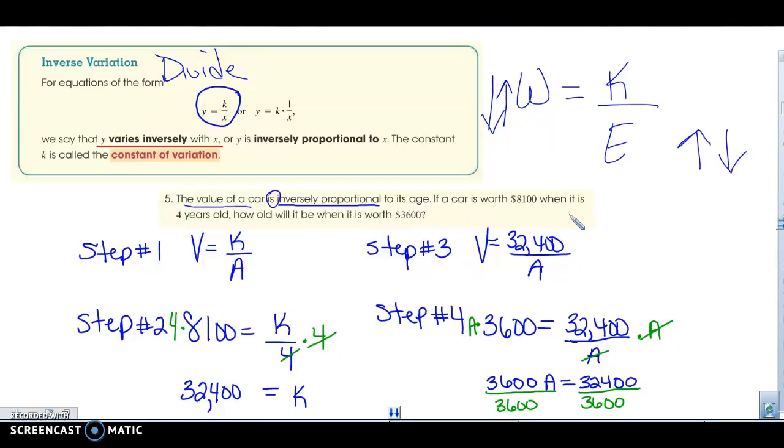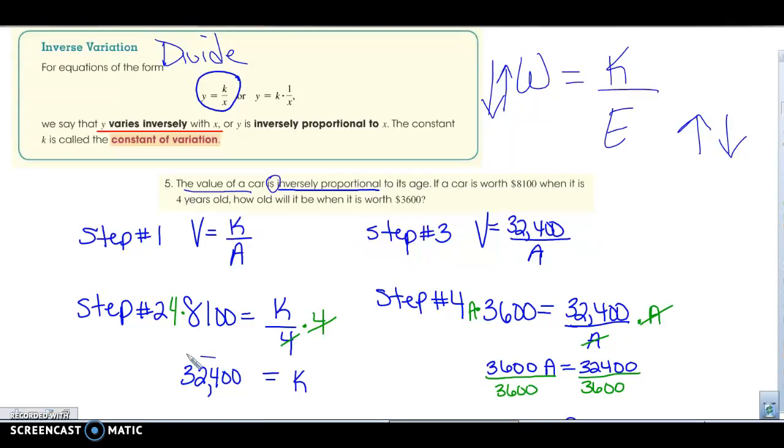As we read on, we see the details they gave us. If a car is worth $8,100, so that's the value, when it's 4 years old, so that is age. So notice I have 8,100 equals K divided by 4. So I'm going to use that information to find K. Because it's an equation with a fraction in it, I chose to multiply by the common denominator, which was 4. That canceled the denominator off on the right-hand side, and so here I get 32,400. So this is my value of K.